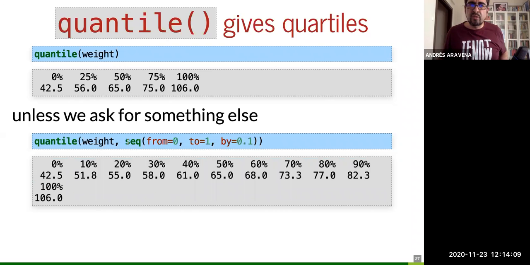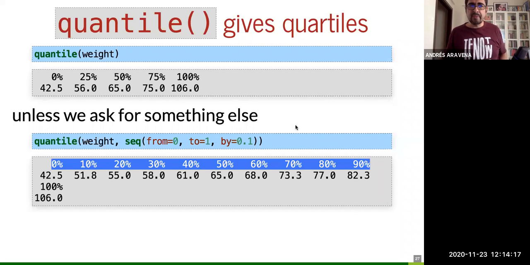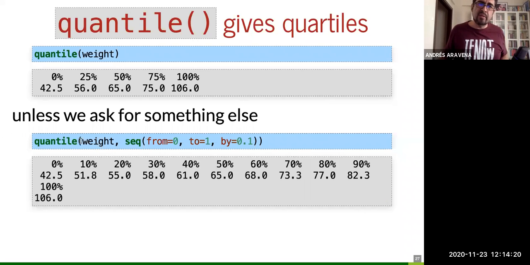And be careful, this sequence is giving you the percentages. Then we put the vector weight and we calculate the quantiles, the 10% quantile. For example, we know that the smallest value is 42.5. There is nobody less than 42.5. 10% of people are less or equal than 51.8. 20% of people are less than 55. 25% is less than 56. 30% less than 58. And on the other side, for example, 90% of people are less or equal than 82.3 kilos.